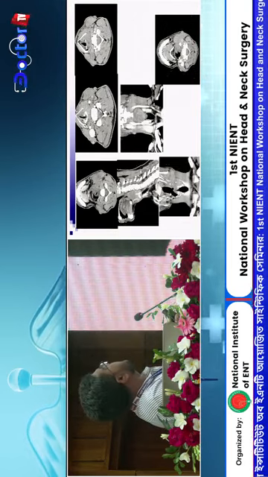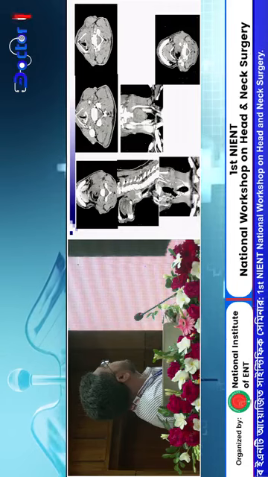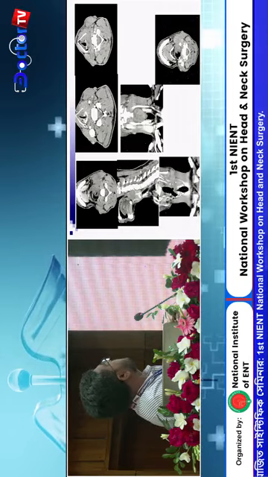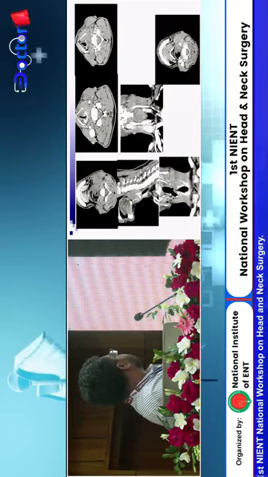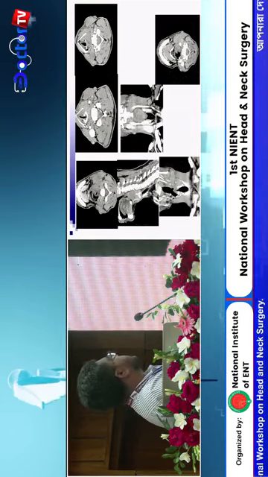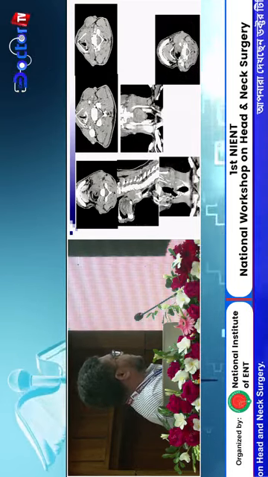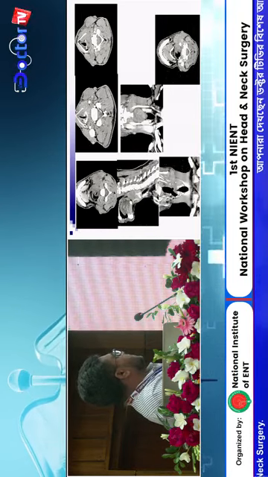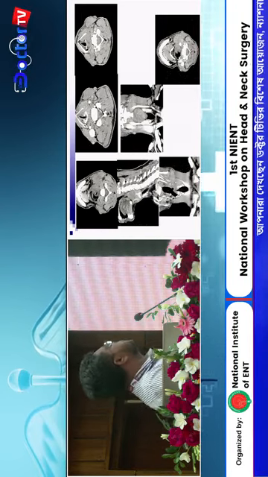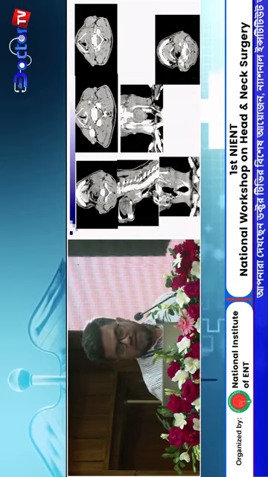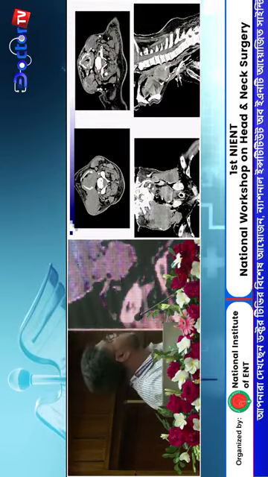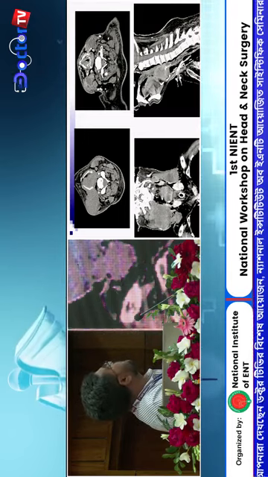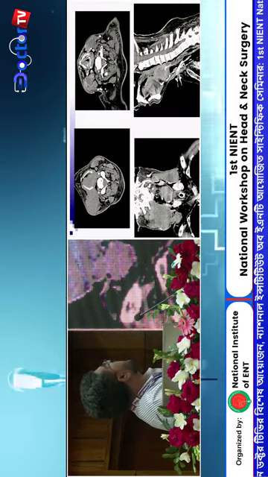That is also an N1 lymph node, supraglottic glottic lesion. There are lymph nodes on the left side. There are left sided cervical lymph nodes. This is also N1. Here are the cervical lymph nodes in left level 2 and 3. It is a supraglottic lesion with N1 lymph node.